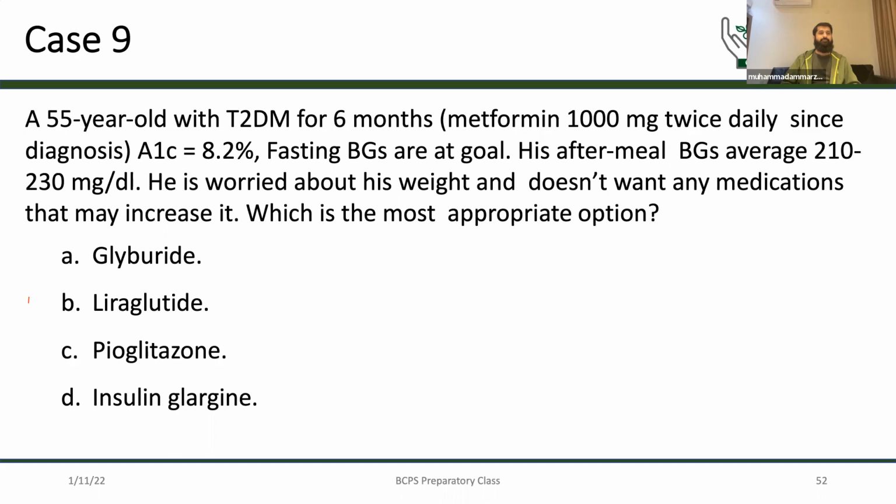You have to add something over metformin, but you have to see which medication is more likely to reduce the weight of this patient because he is worried about his weight. So liraglutide is the option of choice here because it also reduces the weight of the patients.